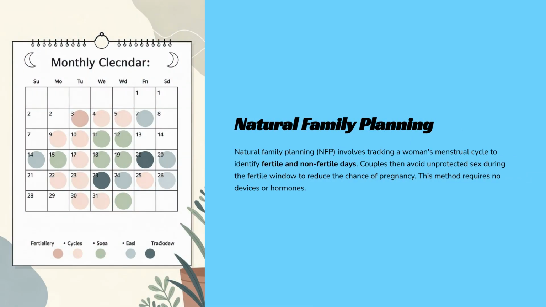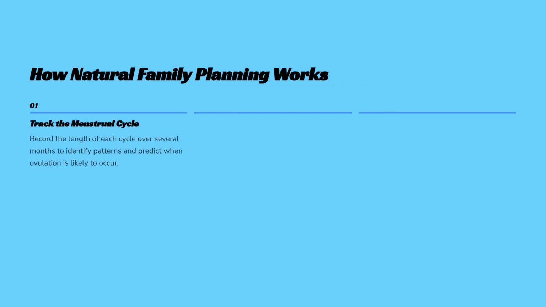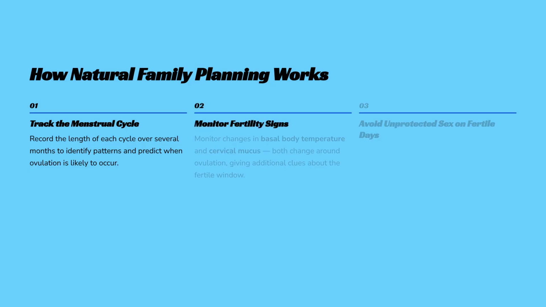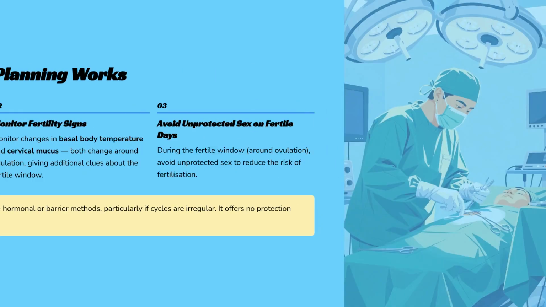Natural family planning involves tracking a woman's menstrual cycle to identify fertile and non-fertile days. By avoiding unprotected sex during the fertile window, couples can reduce the risk of pregnancy without the use of devices or hormones. To practice natural family planning, one must track cycle length, monitor basal body temperature, and check for changes in cervical mucus. Note that this method is less reliable, especially with irregular cycles, and provides no STI protection.